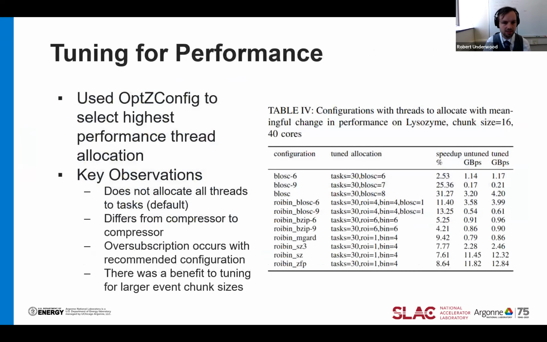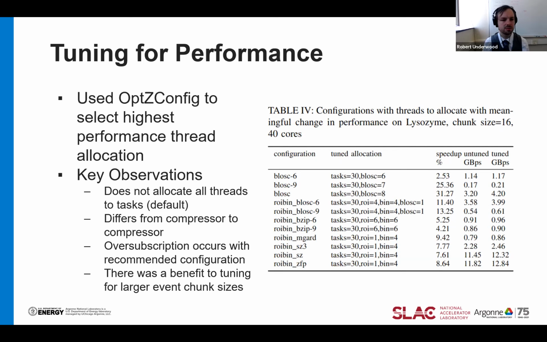We can then automatically tune both our algorithm and variants of our algorithm using OptZ-config to select the highest configuration allocation of threads within the different aspects of the parallel algorithm. Couple of key observations. One, we don't allocate all of the threads to MPI ranks. So it's actually good to not use the full 40 cores that are available on this machine for MPI ranks. We want to instead use approximately 30 ranks per core. And the specific allocation of threads differs from compressor to compressor, so it's worth doing this.